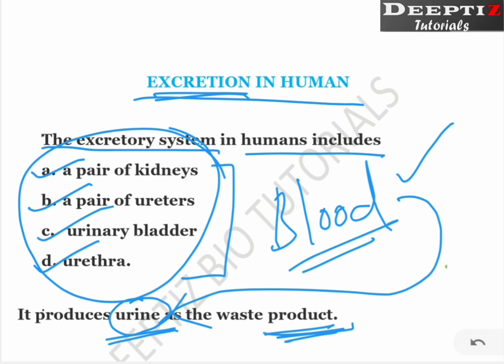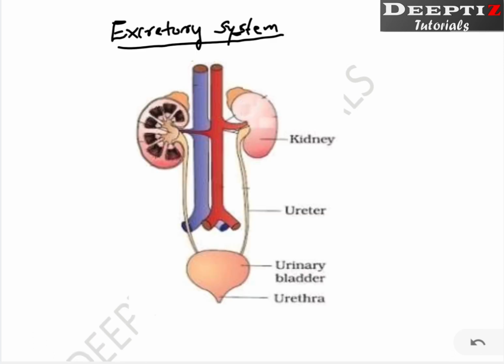So just see the structure and you will understand it better. As I told you, the excretory system consists of a pair of kidneys. This is one, and here you can see the kidney's inside structure is shown. This particular diagram is showing one complete kidney, and another one is the internal structure. A pair of ureters, these tubes we call ureters. How many are there? Two are there. So what will be the left and right?